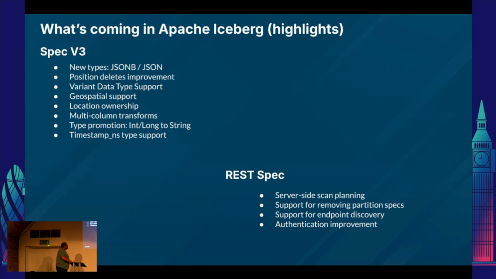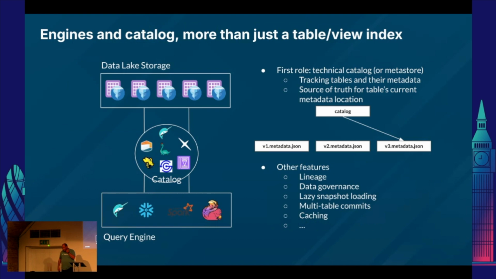Why I'm talking about the REST spec is because of the catalog. So the catalog in Iceberg, the first role, as I said, is you give an ID, which is a table ID or view ID, whatever, and the catalog returns to you basically the metadata.json. So that's the first role. So it's a pure meta store. But it's not the only role. We can see new roles like lineage, data governance, lazy snapshot loading, all this stuff. So this is not covered by the Iceberg REST specification, but those are the classic features that the catalogs are adding.